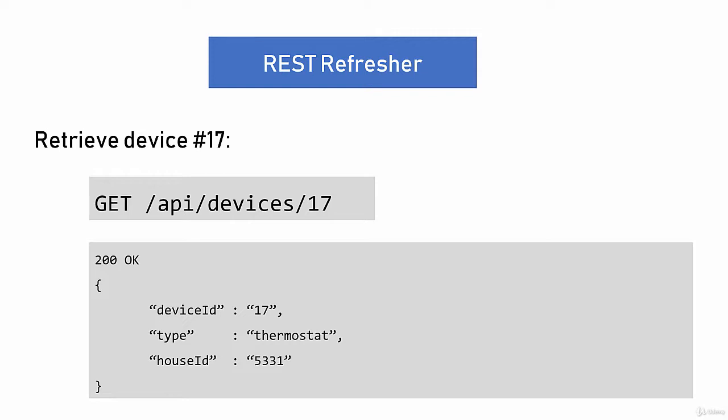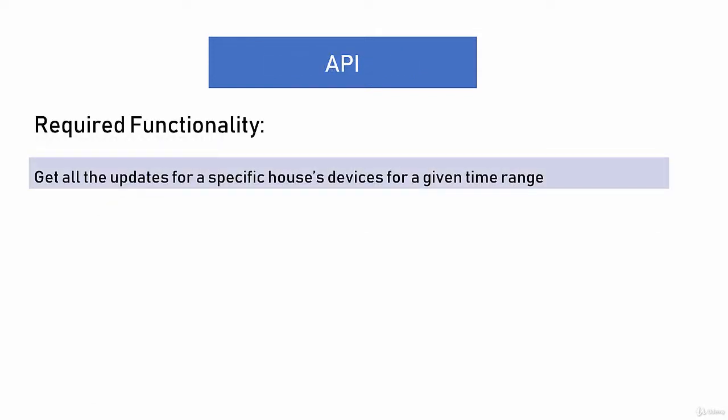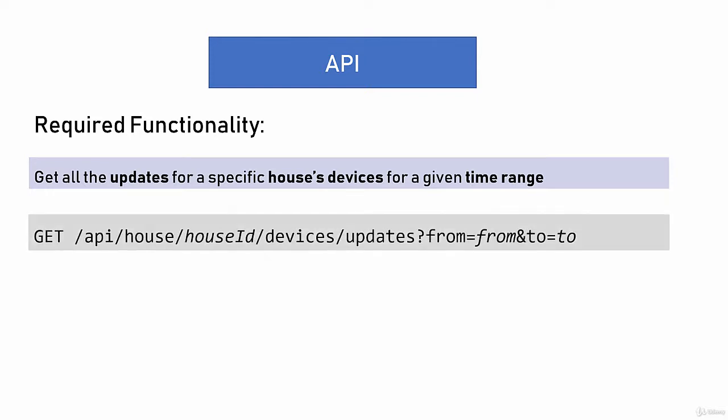Now, how would we design the API to comply with the required functionality? Let's look again at what we want to retrieve. We want to get all the updates for a specific house's devices for a given time range. Let's bold the important entities here. Now, in REST API, when we have nested entities, we always start from the outermost one. In this case, this will be the house, since it contains the devices which in turn contain the statuses. So it looks like this will be the right API for this requirement.